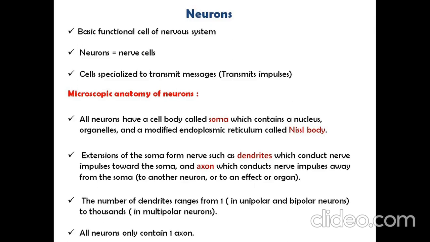Extensions of the soma form the nerve processes, such as dendrites, which conduct nerve impulses towards the soma, and the axon, which conducts nerve impulses away from the soma. It means to another neuron or the effector organ. The number of dendrites ranges from 1 in unipolar and bipolar neurons to 1000 in multipolar neurons. All neurons contain only one axon.